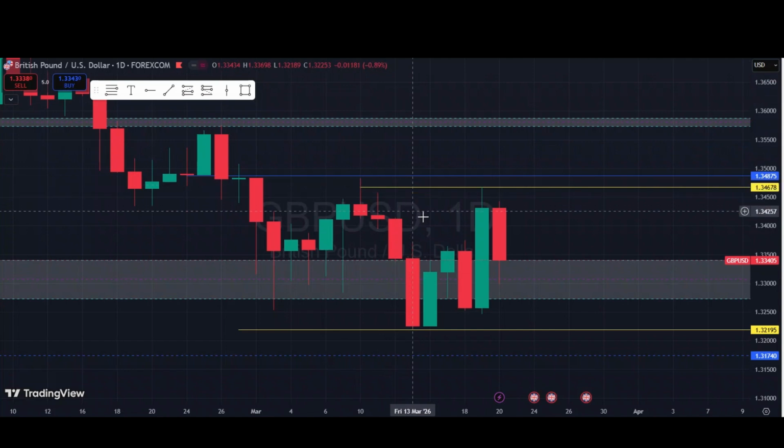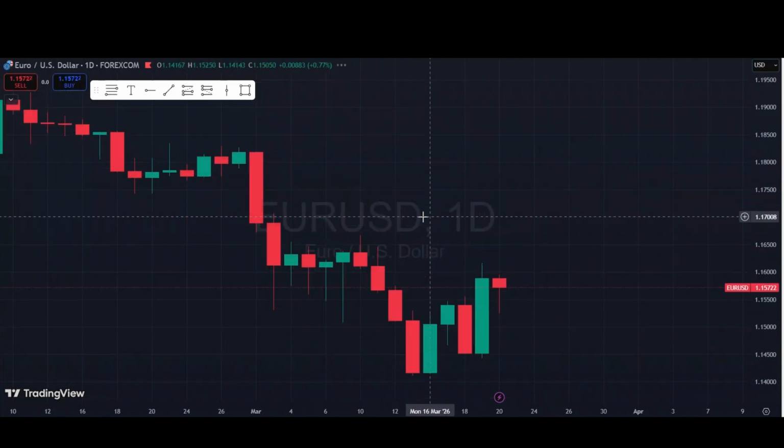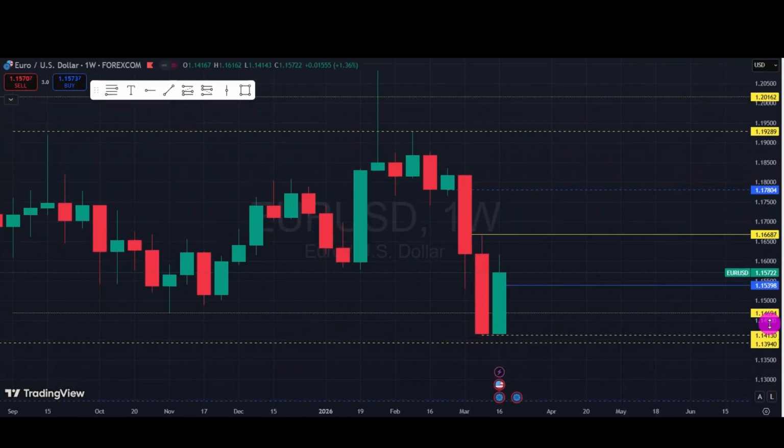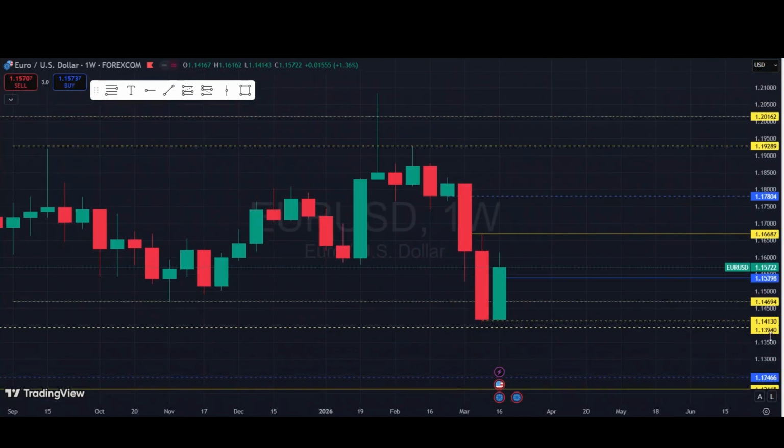The next pair we're going to be looking at will be the Euro USD. Also starting from the weekly time frame, let's give our narrative on what we're expecting on Euro USD on this particular level.